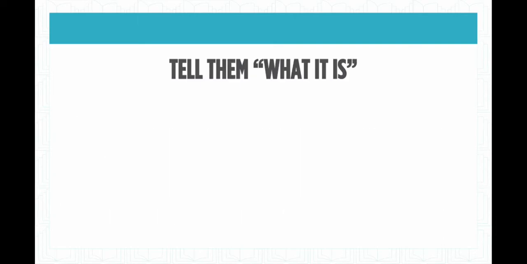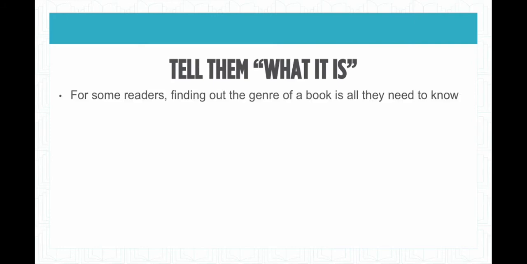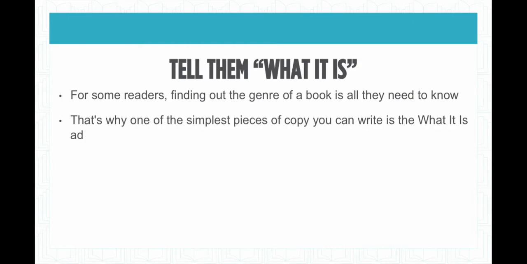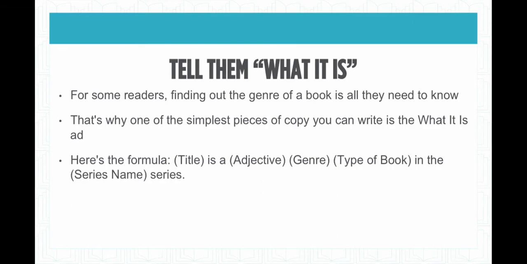We're going to tell them what it is. Now, for some readers, just finding out that, hey, this book is in the genre I like is all they really need to know to click. That's why one of the simplest pieces of copy you can write is the what-it-is ad. Here's the formula: Title is a [adjective] [genre] [type of book] in the [series name] series. Now, if it's not a series, we can leave that part out. So it's really just the simplest thing: what this book actually is.